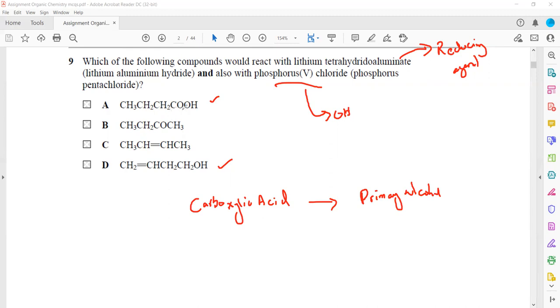As you can see here, this carboxylic acid can be reduced. But this one is an alcohol, a primary alcohol, and a primary alcohol cannot be reduced. It can be oxidized to an aldehyde or to a carboxylic acid. So the reducing agent is valid only for reduction of a carboxylic acid or even a ketone. If it is a carboxylic acid, it will reduce to a primary alcohol. If it's a ketone, it will reduce to a secondary alcohol. So that's why A is the right answer. Is it clear?